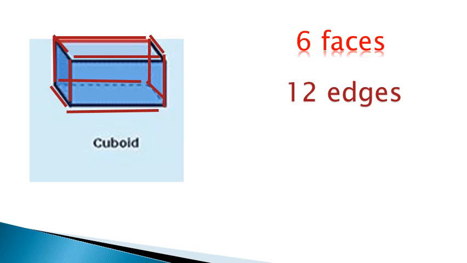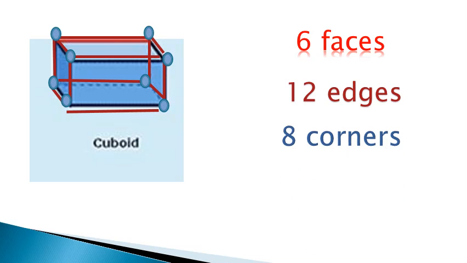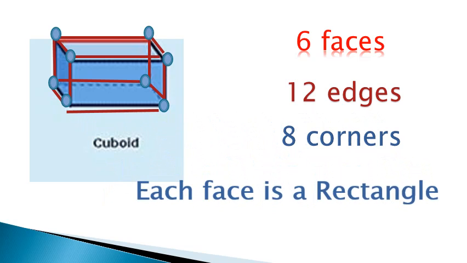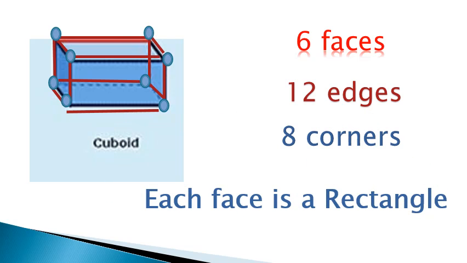The third thing, how many corners does the cuboid have? Let's count. 1, 2, 3, 4, 5, 6, 7, 8. The cuboid has 8 corners. And the last thing I want to tell you is that all the faces of the cuboid are like a rectangle. Good.